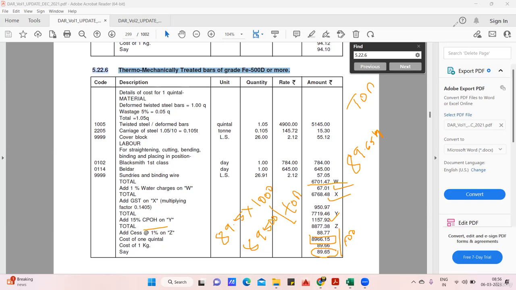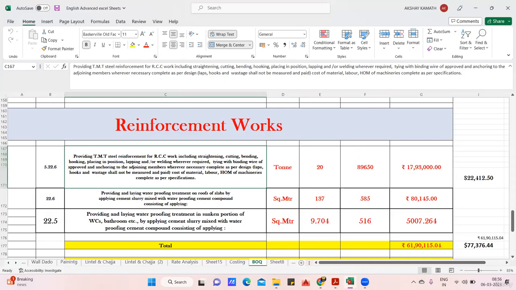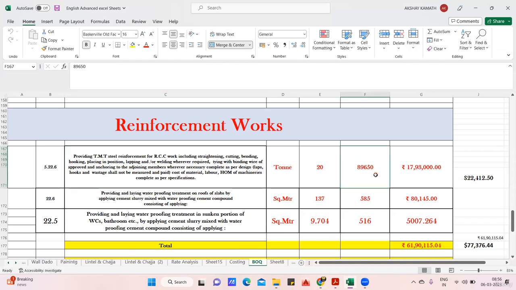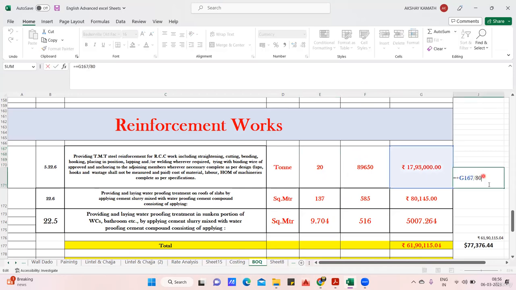That's it. The same cost that you can see is what we had input in the BOQ. 89,650 is what we had done. And we had 20 tons of steel from our bar bending schedule sheet. It will cost me around 18 lakh. That will be almost how much? 22,000 dollars is required for this. Got it? So in this way, you're supposed to prepare your rate analysis.